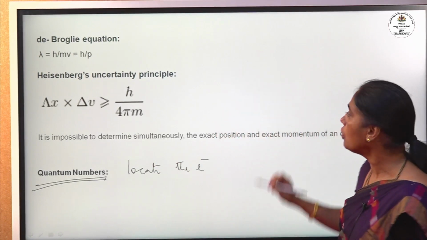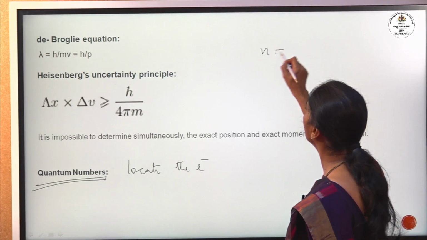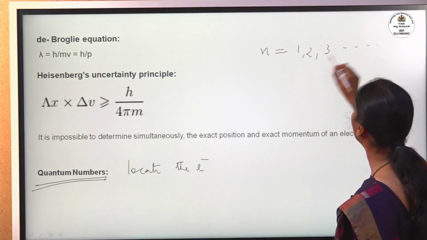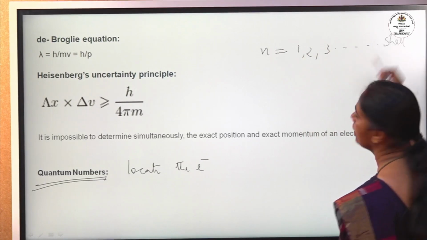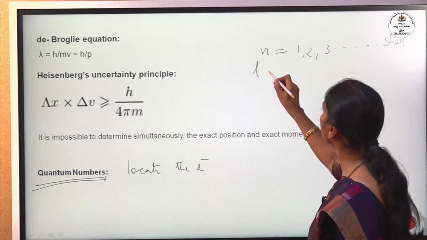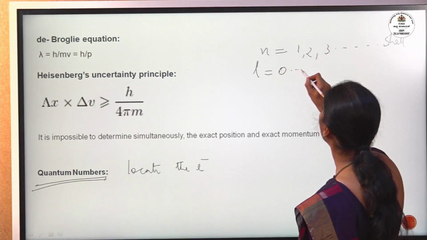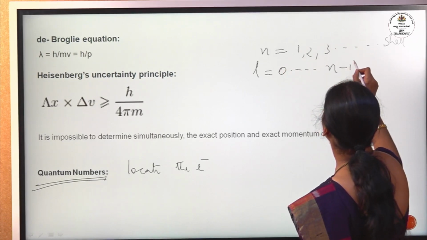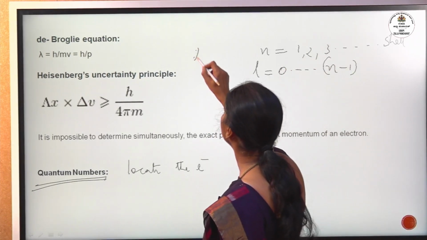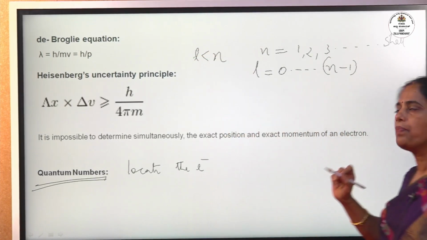We have 4 quantum numbers. Principal quantum number, denoted by n, has the value 1, 2, 3 and so on, which explains the shell in which the electron is present. Azimuthal quantum number can have values from 0 to n minus 1. So always the azimuthal quantum number is lesser than the principal quantum number.